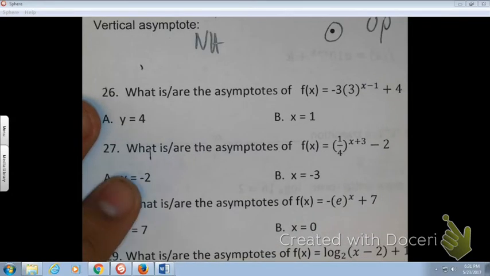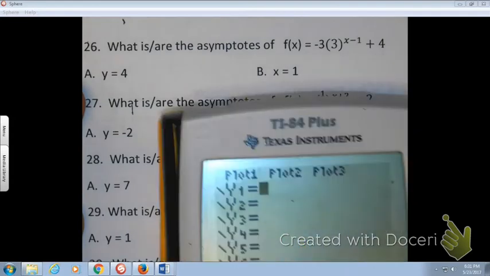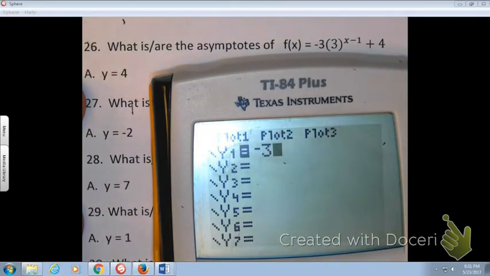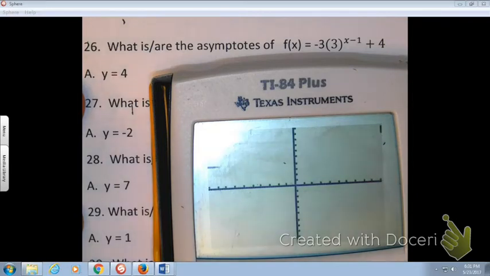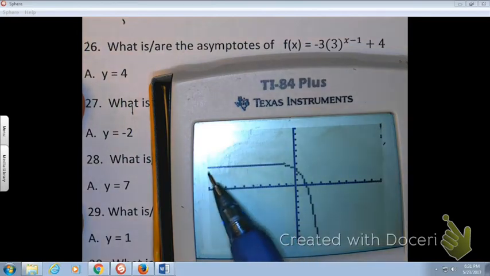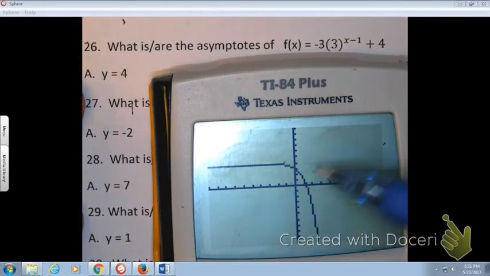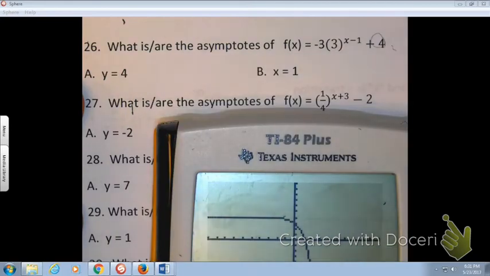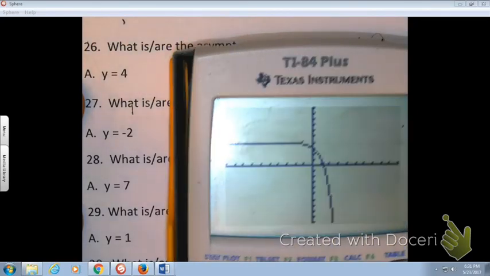For 26, I'm going to graph the problem: negative 3, and then we have a 3 raised to the power of x minus 1, plus 4. We graph that up, and notice that it's almost like a line in here, guys. It didn't even move. So there is our asymptote, okay? So you can kind of count 1, 2, 3, 4, but you can also say, hey, this 4 right here made it move up 4, therefore my asymptote also moved up 4. So I'm going to have a line that is just like that, okay?